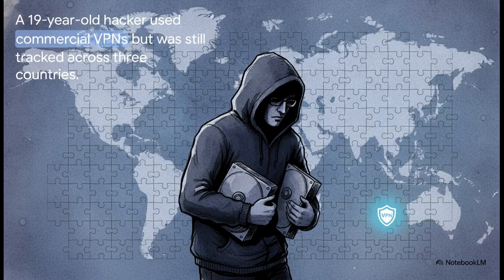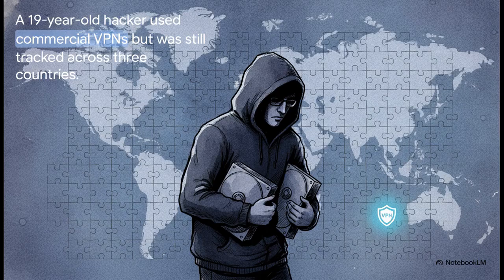Let's kick things off with a pretty wild real-world example. There was this 19-year-old hacker named Peter Stokes, and he really thought he was a ghost. He routed all of his activity through commercial VPNs and proxy servers to pull off an $8 million ransom breach. But guess what? He was eventually stopped at the Helsinki airport carrying two massive hard drives. The US government literally tracked him across 3 different countries.